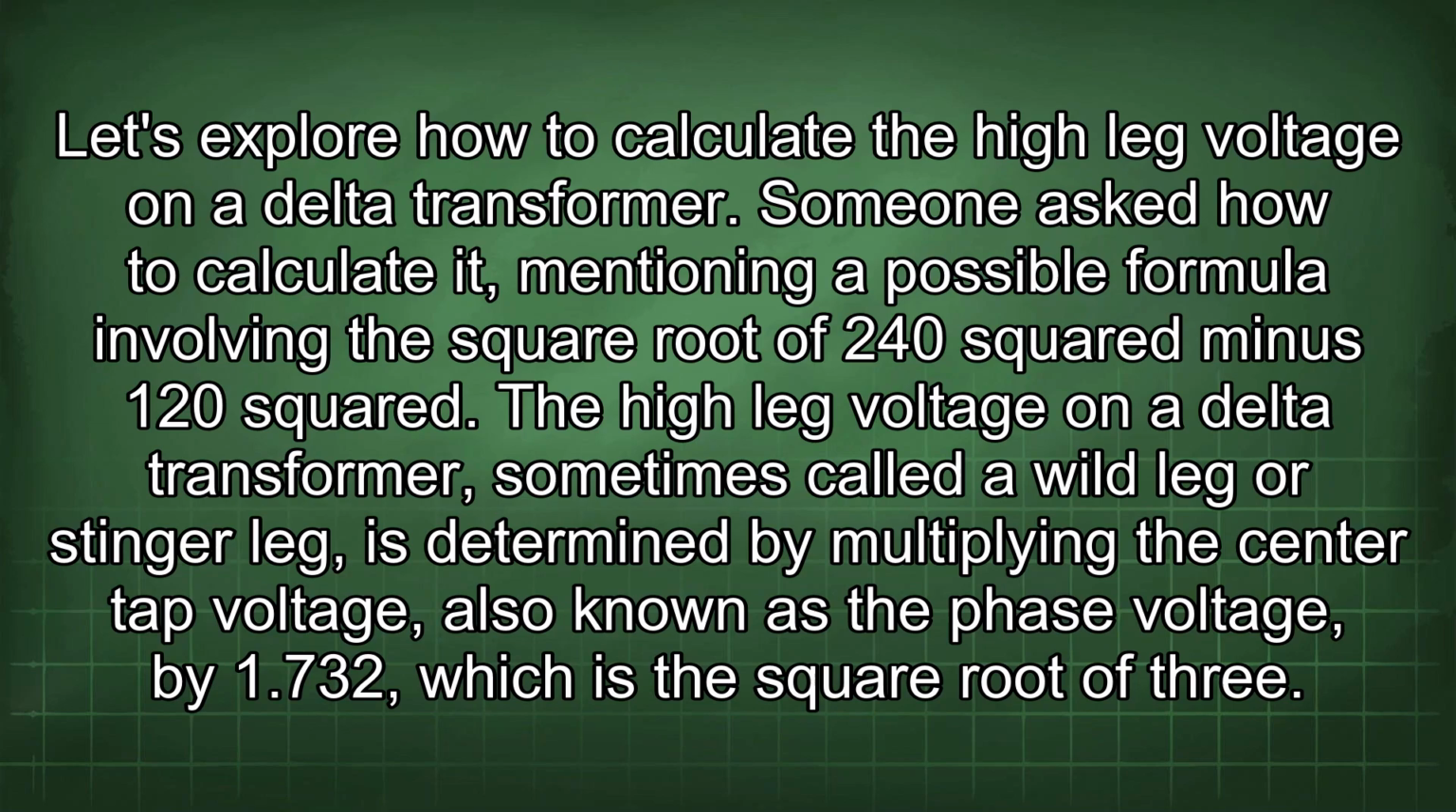Let's explore how to calculate the high leg voltage on a delta transformer. Someone asked how to calculate it, mentioning a possible formula involving the square root of 240 squared minus 120 squared. The high leg voltage on a delta transformer, sometimes called a wild leg or stinger leg, is determined by multiplying the center tap voltage, also known as the phase voltage, by 1.732, which is the square root of 3.